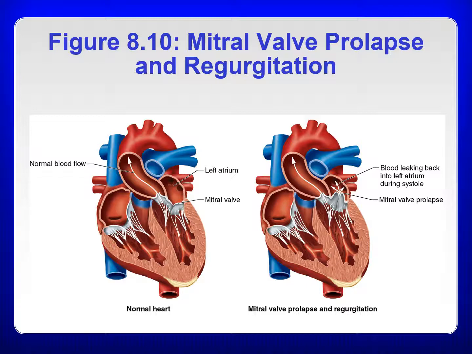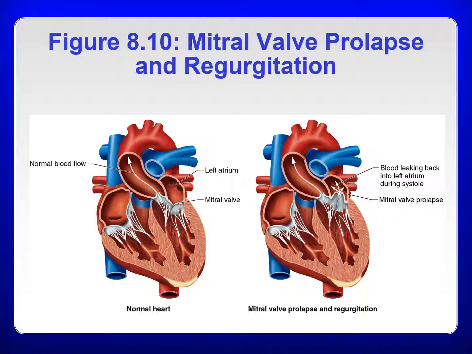So another complication associated with Marfan syndrome, and this is actually a condition that could occur by itself, and we're going to discuss it later on as an individual condition, but this is another complication of Marfan syndrome, is a mitral valve prolapse and regurgitation.